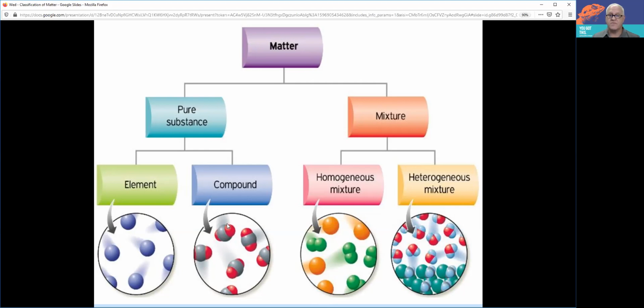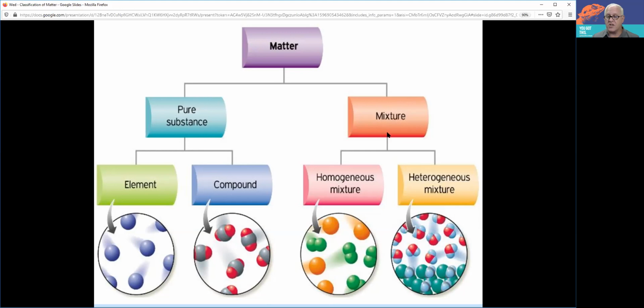So for example, table salt, stuff that you put on your burgers and on your French fries. That's a combination of sodium and chlorine. Sodium by itself is Na, chlorine Cl. When they combine, they create a chemical reaction and they make a new compound known as NaCl or table salt.